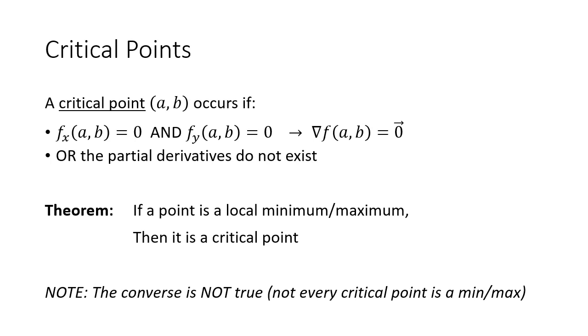Now, the important part about critical points actually comes from our theorem that if a point is a local minimum or a local maximum, then it must be a critical point. And just like in Calc 1, we need to make sure that we recognize that the converse of this statement is not true. Basically, not every critical point needs to be a min or a max. Every min and max needs to be a critical point, just not the other way around. Kind of like how every square is a rectangle, but not every rectangle is a square.